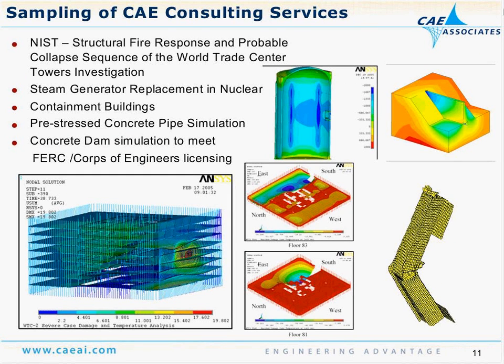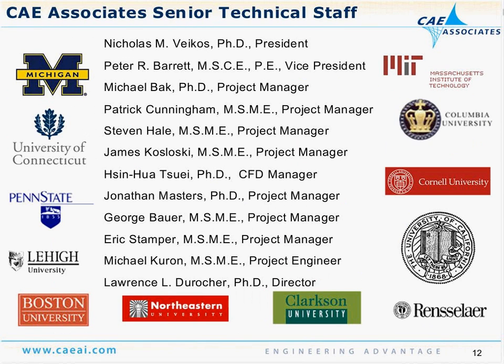On the consulting end, we were involved in the investigation of the World Trade Center collapse. We've done analysis of replacements for steam generators, pre-stressed concrete pipe simulations, buried pipes, concrete dam simulations to meet FERC and U.S. Corps of Engineers licensing, just to name a few in the civil application area. Technical staff at CAE Associates consists of people from a variety of different backgrounds and universities.